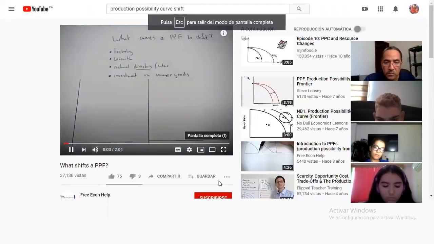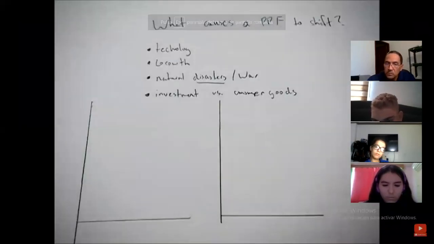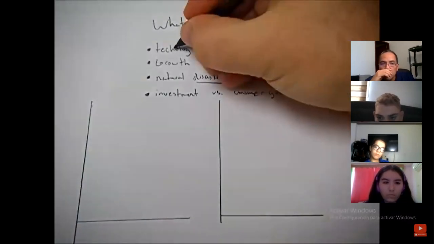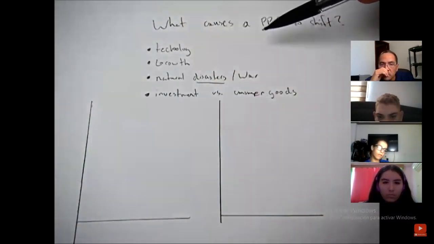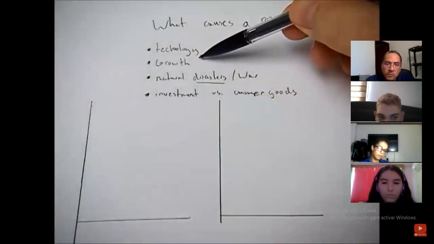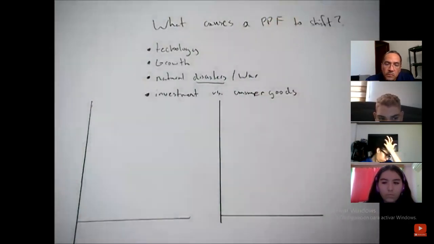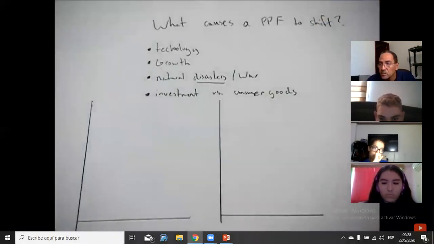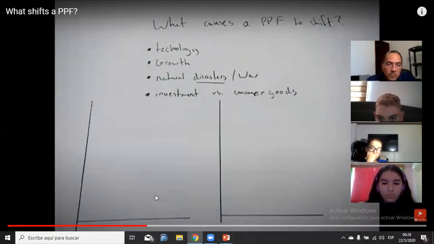Hello, this movie is gonna go over what causes a PPF to shift. So you've seen the other movies on production possibility curves, you understand that, but what can cause them to shift? So I've gone through a brief list and I'm gonna show what happens. The first is a change in technology, economic growth or growth in the economy, natural disasters or any type of disaster really that will destroy capital in the economy or perhaps reduce the population, like a plague or war. And then investment versus consumer goods, how that can change a PPF.